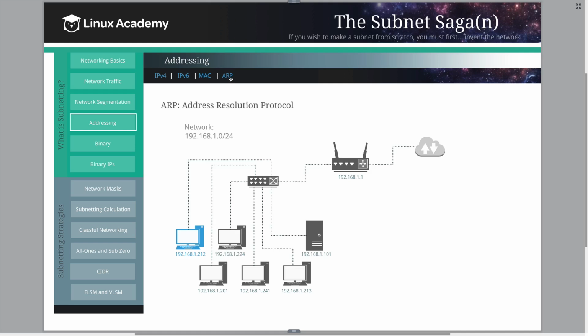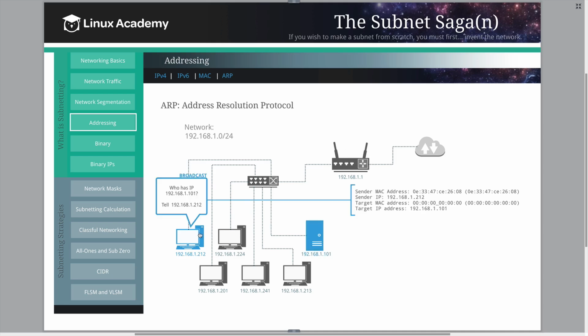So here we are back on our sample small network, the 192.168.1.0/24. This is our LAN, if you remember. And our computer down here has an IP address of 192.168.1.212. If it wants to communicate to IP address 192.168.1.101, it needs to know the physical address, the MAC address, to communicate to. Now, it wouldn't need to know that if the destination was outside of the local network. Then it would use the MAC address to get to the router. And so how does it get that address?